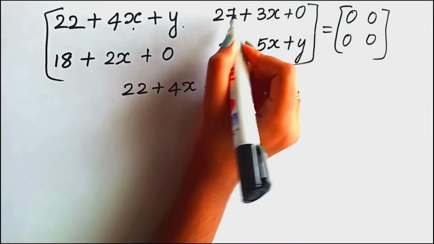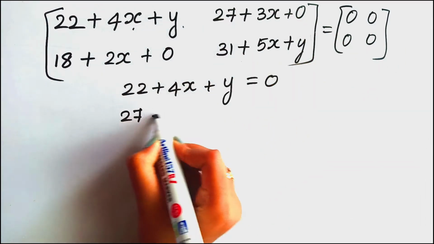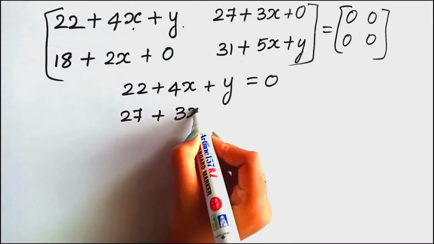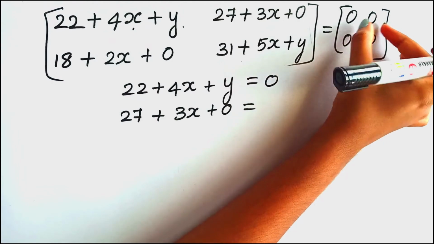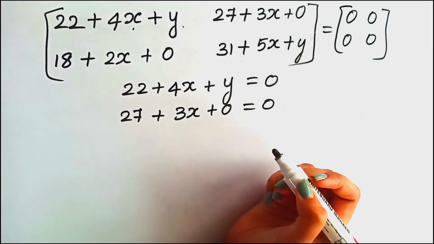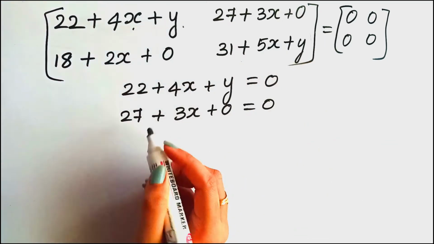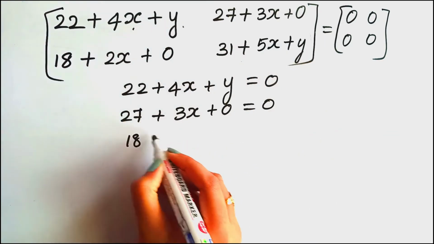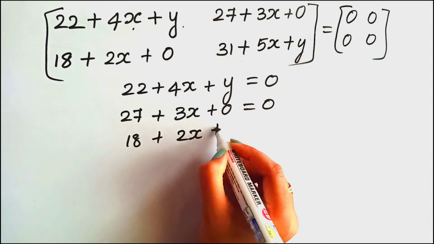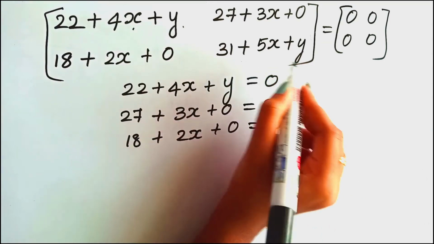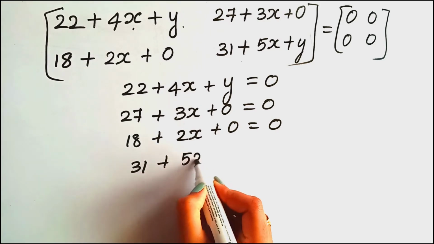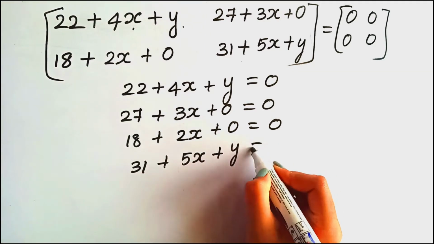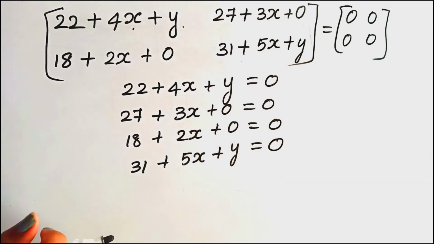Now the second elements, 27 plus 3x plus 0. So this is our second, and here you can see that there is a 0 here, so it is equal to 0. So similarly for the third and fourth element, here 18 plus 2x plus 0 is equal to 0, and then the final element is 31 plus 5x plus y is equal to 0. So these are the four equations. Now we have to find the value of x and y from this.